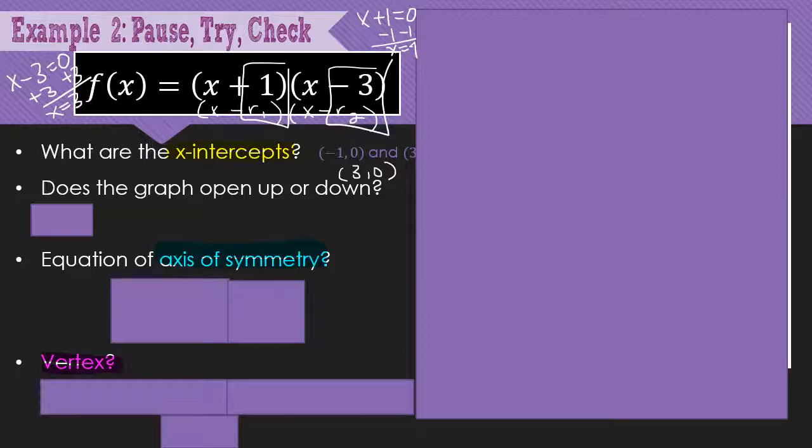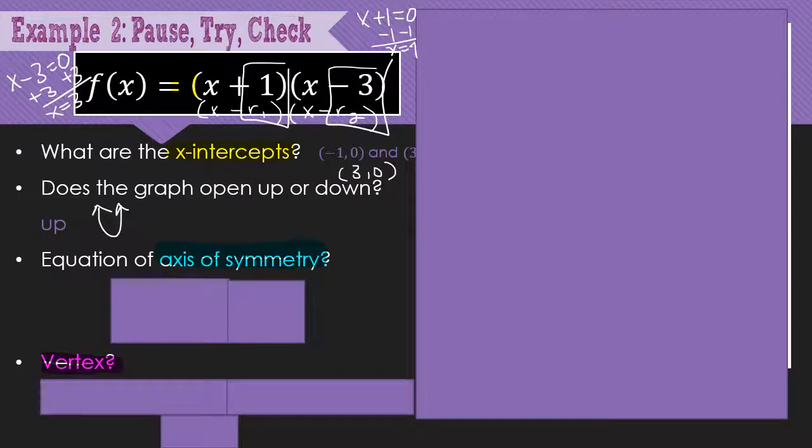Now, does the graph open up or down? That's when we look out front of our function for that a term, and in this case, a is just +1, so it's going to open up. It's a positive value. Okay, in case you need a visual, this is what it means when it opens up.